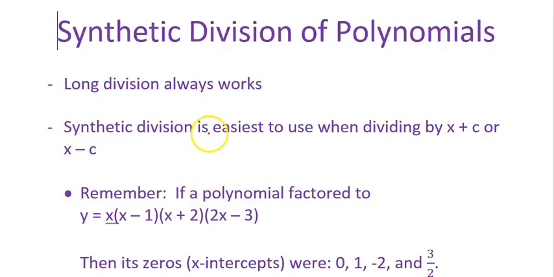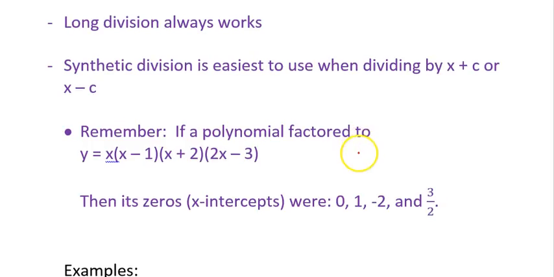Okay, the first thing that I want you to think of is, remember that if we factor a polynomial, and let's say it factored to x times x minus 1 and x plus 2 and 2x minus 3. If you solve that out, if you set each piece equal to 0, x equal to 0, x minus 1 equal to 0, x plus 2 equal to 0, 2x minus 3 equal to 0, you would get these answers: 0, 1, negative 2, and 3 halves. These would be the x-intercepts on the graph. They're known as the zeros.